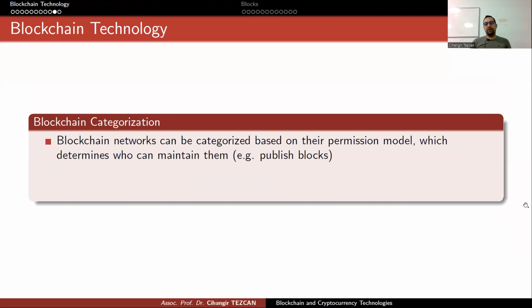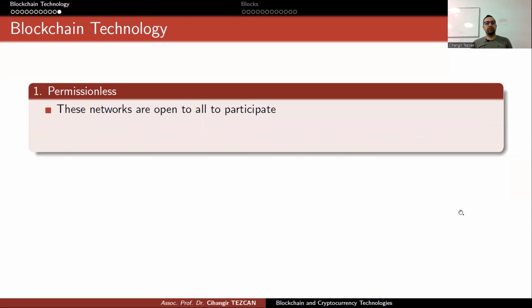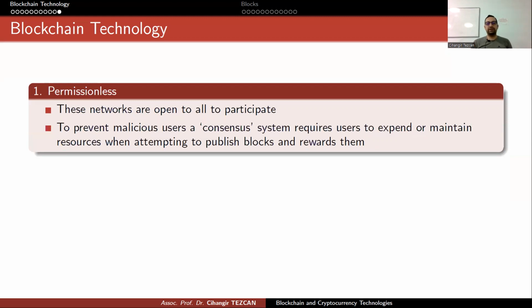Blockchain networks can be categorized based on their permission model, which determines who can maintain them. For example, publish blocks. If anyone can publish a new block, we say that it is permissionless. If only particular users can publish blocks, it is permissioned. So in the permissionless case, these networks are open to all to participate, like cryptocurrencies, you can be part of it. To prevent malicious users, a consensus system requires users to expend or maintain resources when attempting to publish blocks and rewards them. So here what we call proof of work or proof of stake comes into play.